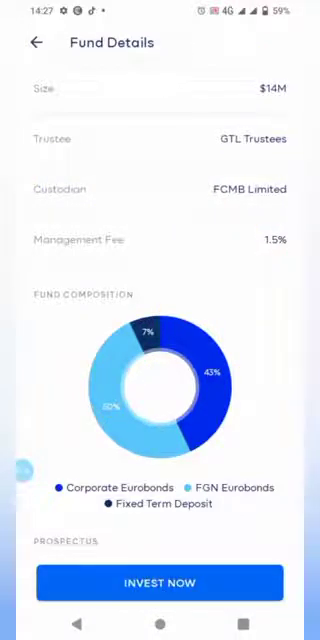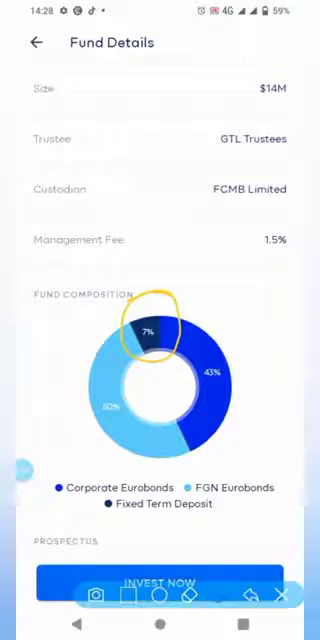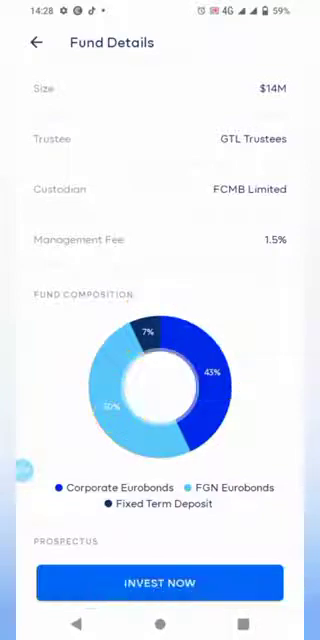So let's look at the composition of this Euro bond. The fund is made up of about 7% fixed term deposits, and then 50% Federal Government of Nigeria Euro bonds, and then 43% corporate Euro bonds. This way, funds are guaranteed to a large extent.